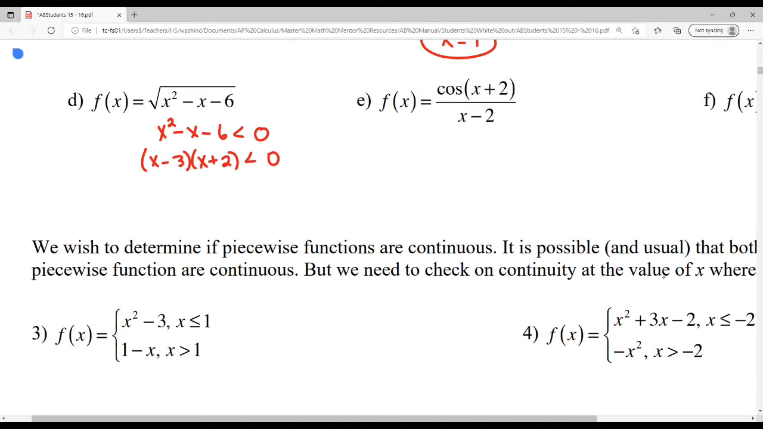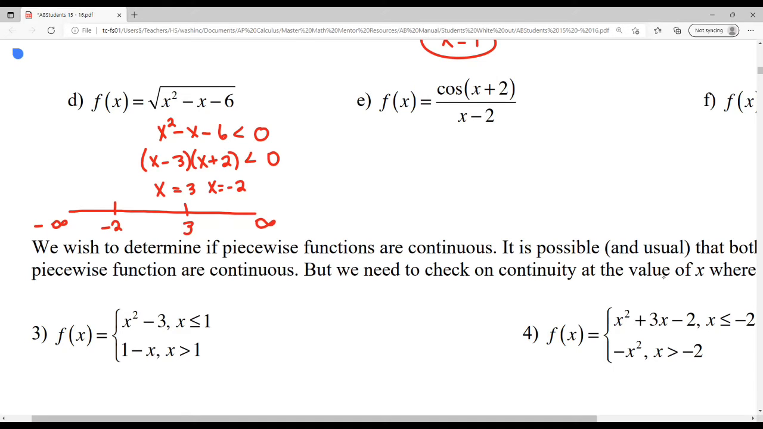We need to solve both of these for x. Essentially, we get x equals 3 and x equals negative 2. Now, in order to solve this, it would probably be a good idea to draw a number line. We're going to put negative infinity way over here, positive infinity over here, and we're going to put negative 2 and 3 on this number line.